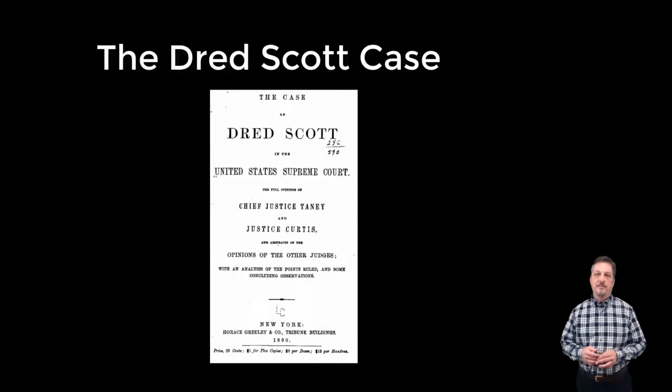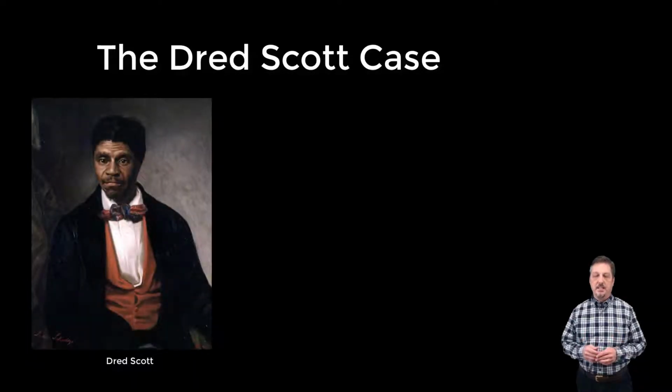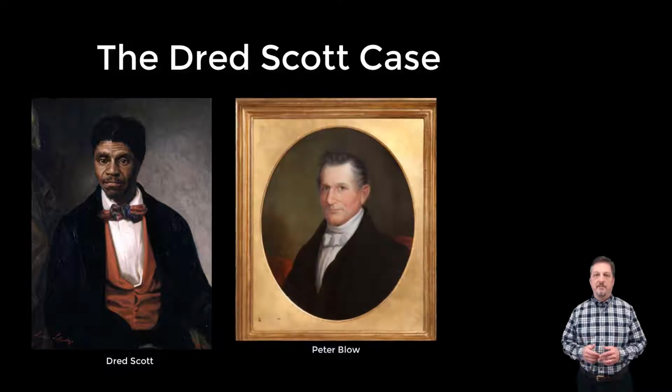Dred Scott v. Sanford, which reached the U.S. Supreme Court in 1857, was one such case. Justice Taney's majority opinion in Dred Scott is regarded as perhaps the worst judicial opinion in American history. Scott was born a slave around 1795 in Virginia. He was owned by Peter Blow, who was part of a family with substantial land holdings in Virginia, and who had served as a captain in the U.S. Army in the War of 1812.